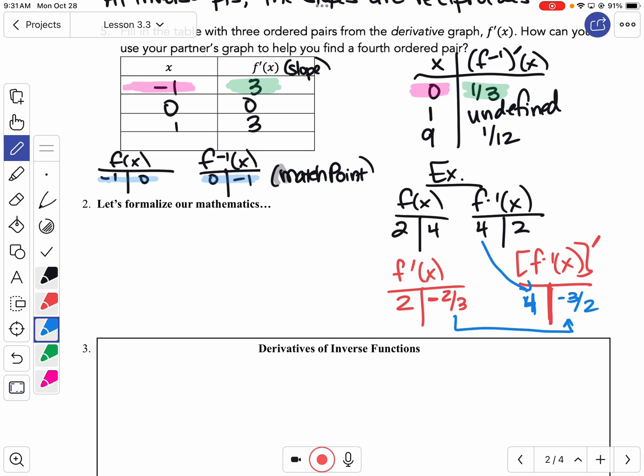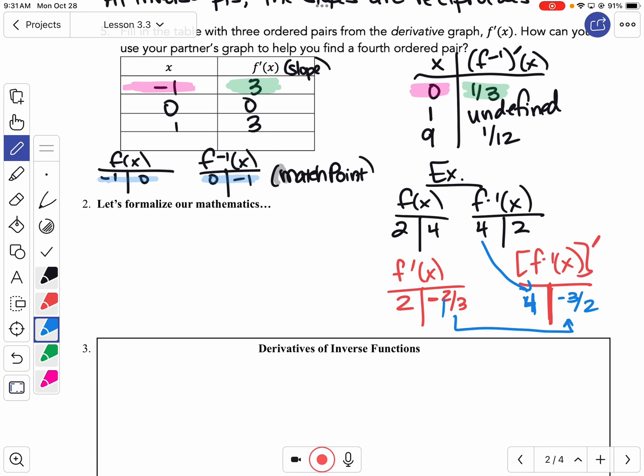The x value on my original function is 2. That means the x value on my inverse that matches it is 4, because it has to be the y from that original function. If I know the slope at that match point is negative 2/3 on the original function, it's going to be negative 3/2 on the inverse. It's going to be the reciprocal.